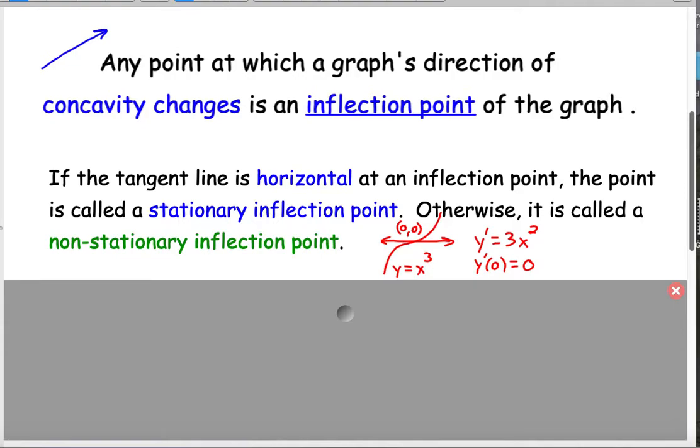On the other hand, let's say that we have, let's draw a different graph. Say we have something like that. Now, at this point here, our tangent line, draw that in a different color. There's our tangent line. So at that point, our graph is changing concavity from concave down to concave up. So we have an inflection point there, but the tangent line is not horizontal.